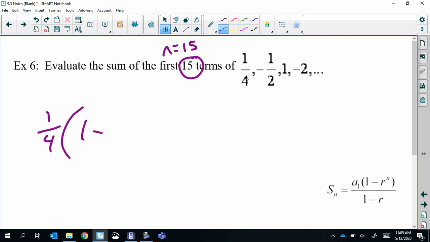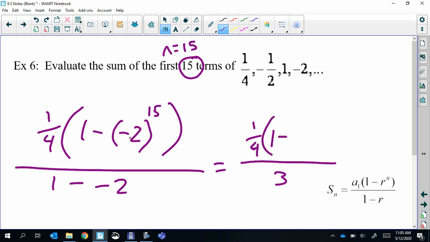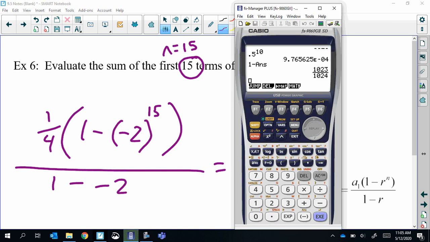So when you see that it is alternating positive, negative, we know that R is going to be negative. And the numbers are getting larger. They're getting multiplied by 2. To the n, which is 15, over 1 minus R. R is negative 2. So do a little bit of work here. 1 minus negative 2 would be 3. And this is going to be 1 minus negative 2 to the 15th.